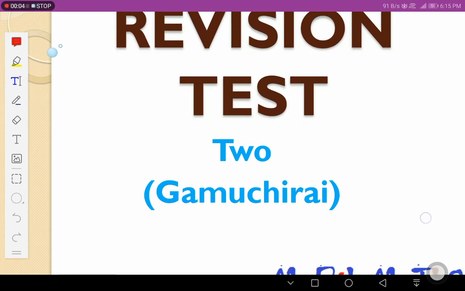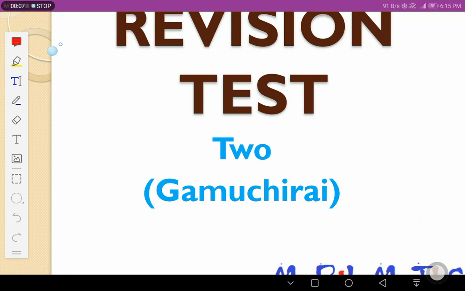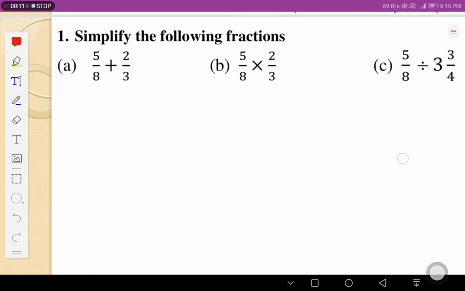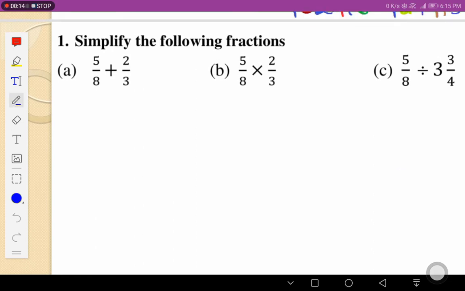Today I want us to go through the revision test that you wrote. These are the couple of questions that we had. I'll be brief on the answers.